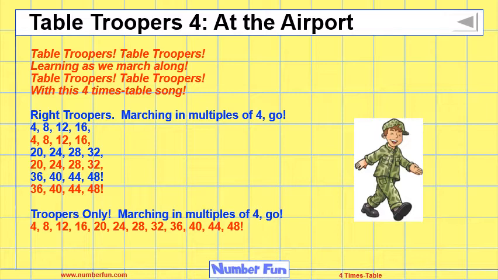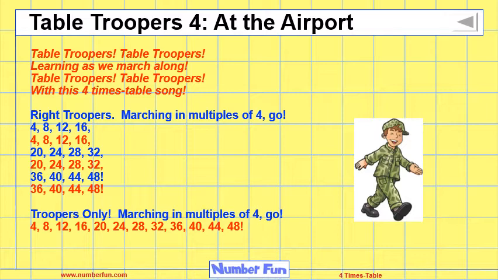Table troopers, who are you? Table troopers, learning as we march along. Table troopers, with this 4 times table song. Right, troopers, marching in multiples of 4. Go! 4, 8, 12, 16, 20, 24, 28, 32, 36, 40, 44, 48. Troopers only, marching in multiples of 4.